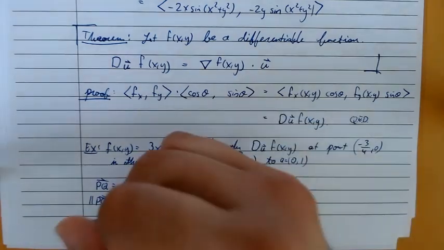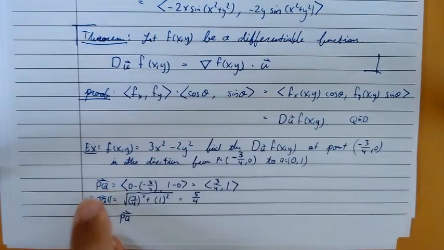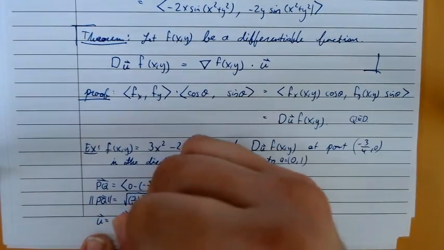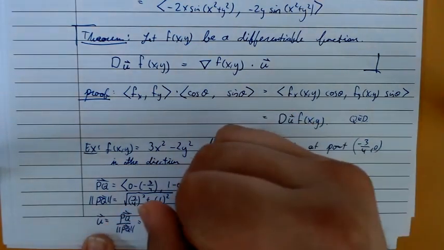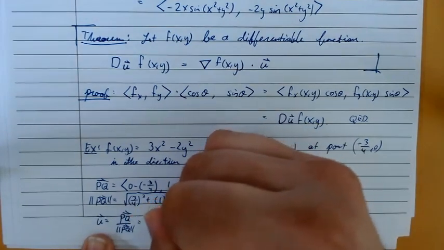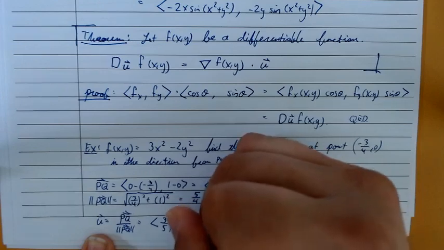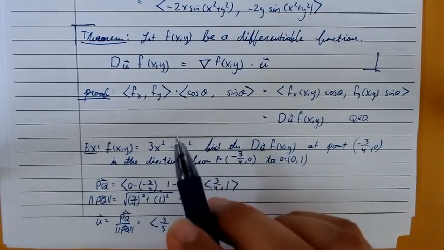So that means that the unit vector u, which is PQ, right, we want that direction, but we want it to be a unit vector. So we're going to divide it by its own magnitude. We're going to take 3/4 and divide it by 5/4. That'll give us 3/5. Then we're going to take 1 divided by 5/4, which will give us 4/5. All right, so we found our vector u. It's not always given, but we can find it anyway. Okay, so now we're going to go ahead and find the gradient.